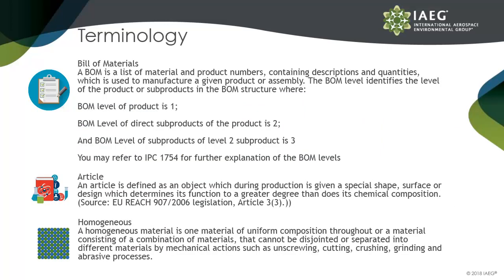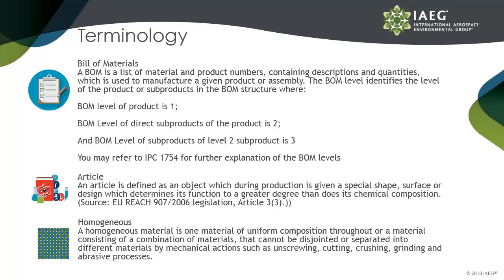In order to ensure all applicable fields are filled out correctly, it is important to understand some of the terminology associated with the various subsections. A BOM is a list of material and product numbers containing descriptions and quantities, which are used to manufacture a given product or assembly. The BOM level identifies the level of the product or subproducts in the BOM structure, where the BOM level of product is considered 1, number 2 is the subproduct of level 1, and number 3 is the subproduct of the subproduct. You may refer to IPC 1754 for further explanation of the BOM levels.